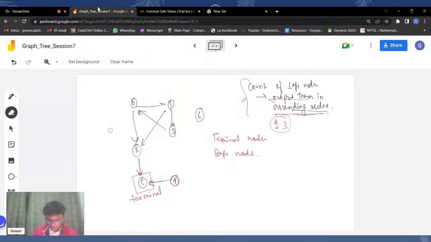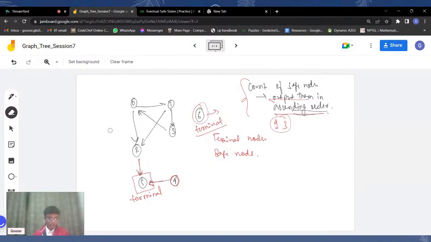Let me tell you that since I have already identified node 5 as a terminal node, I also mention that node number 6 is basically an isolated node. So it means that this is also a terminal node according to the definition, because a terminal node should not produce any outgoing edges, and in fact it is not doing that. That is the reason this is a terminal node.